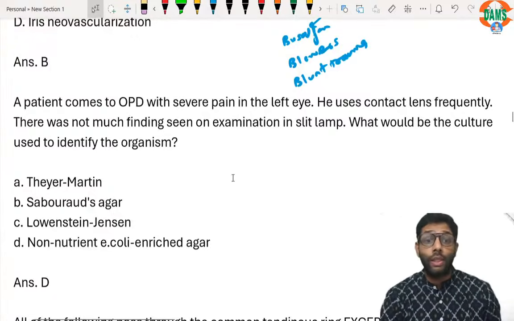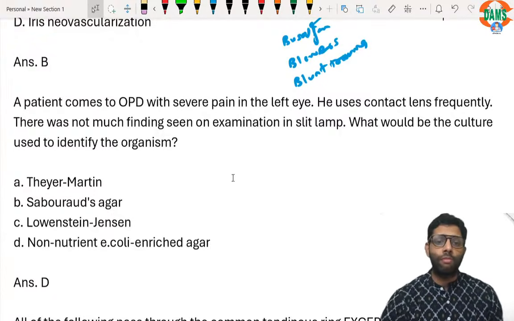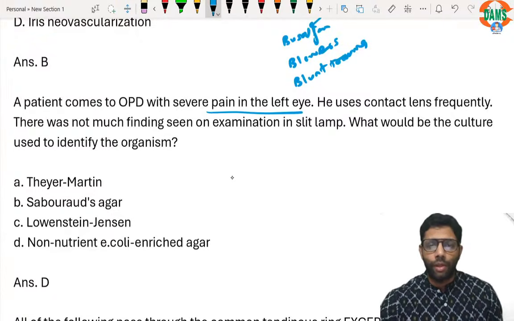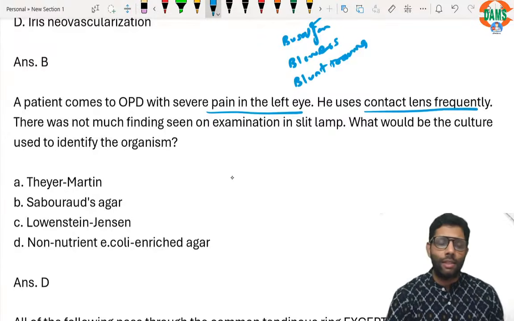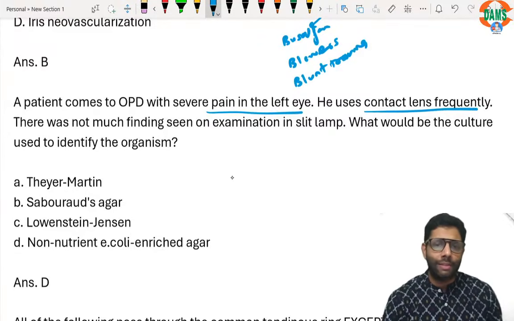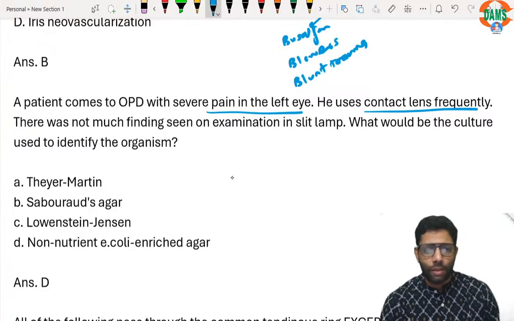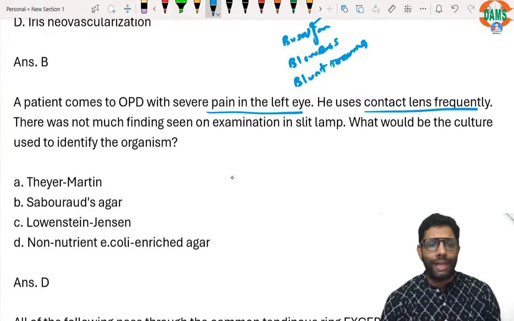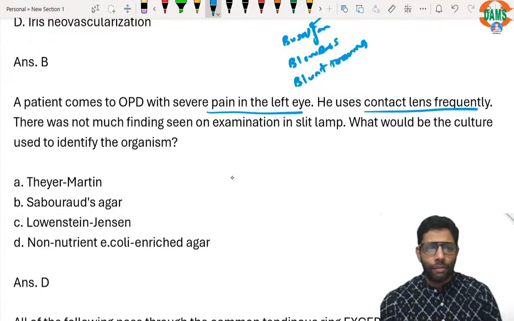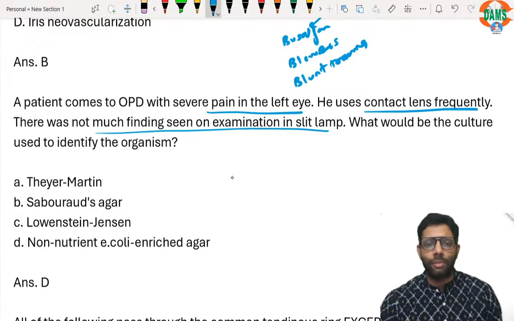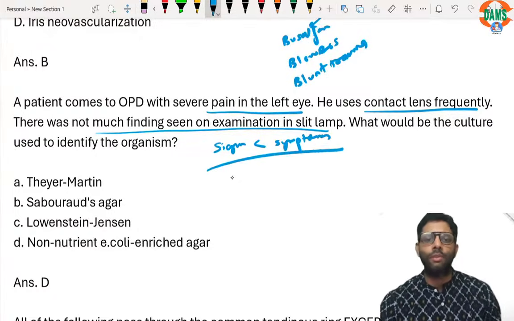Now, patient, corneal ulcer question. A patient came to OPD with severe pain in the left eye. Uses contact lens. Now the most common organism with contact lens related keratitis is Pseudomonas. If you wash it with dirty water, then it will be Acanthamoeba. But there were not many findings on examination. Means signs are less and symptoms are more. From here only the diagnosis comes.